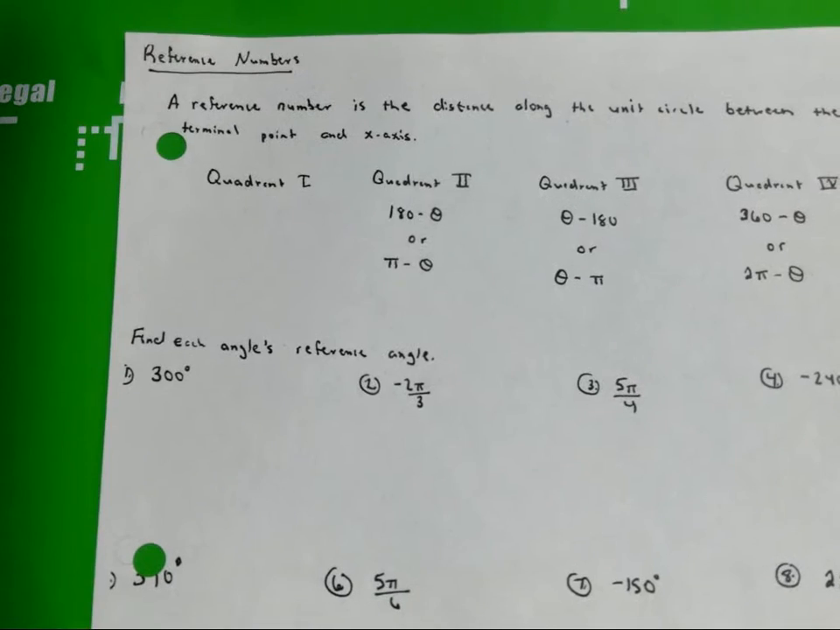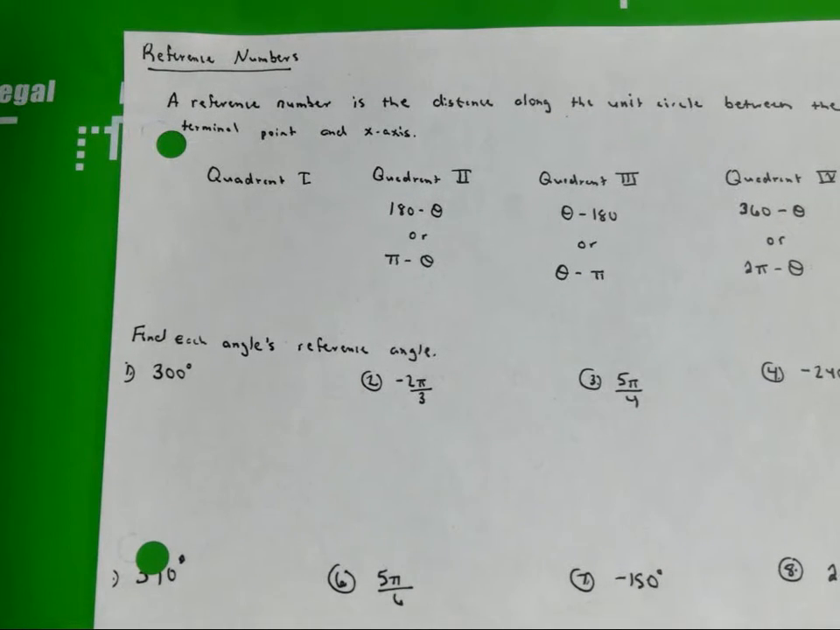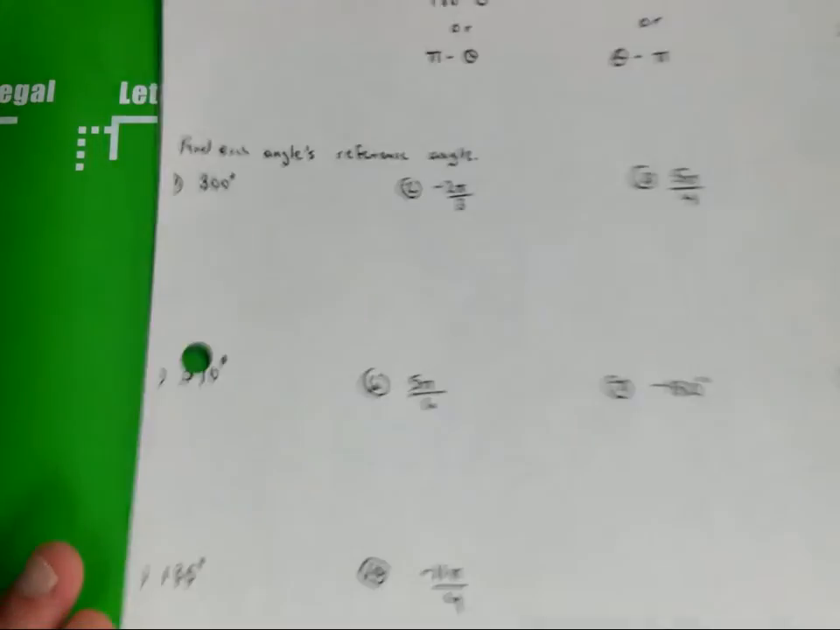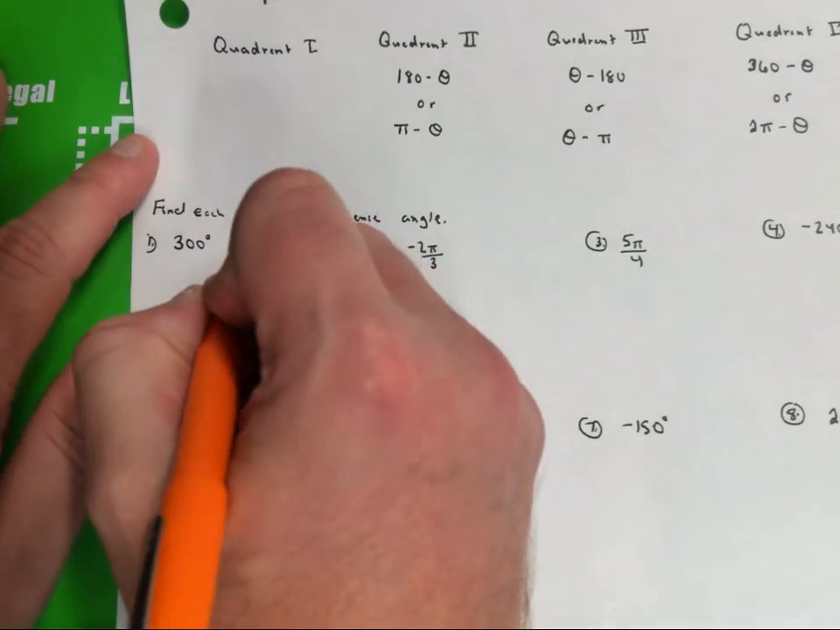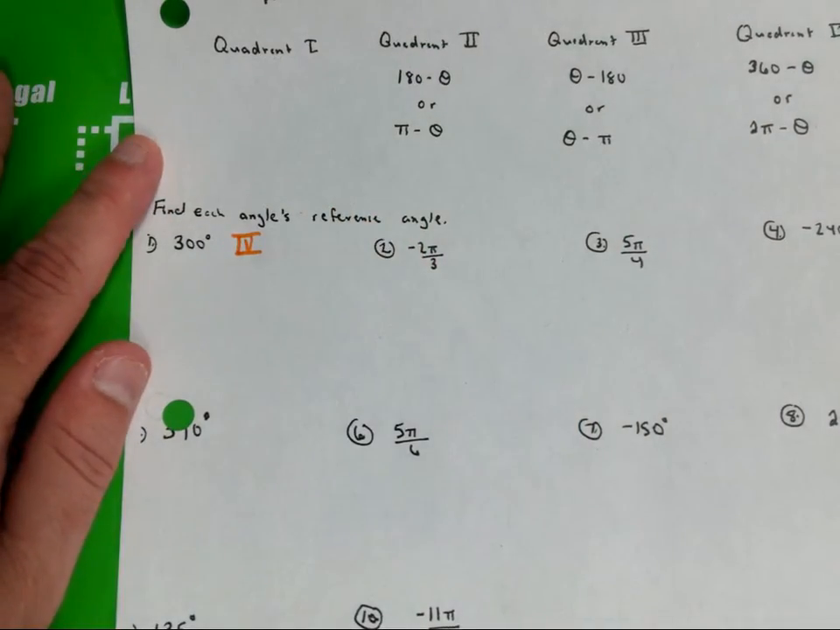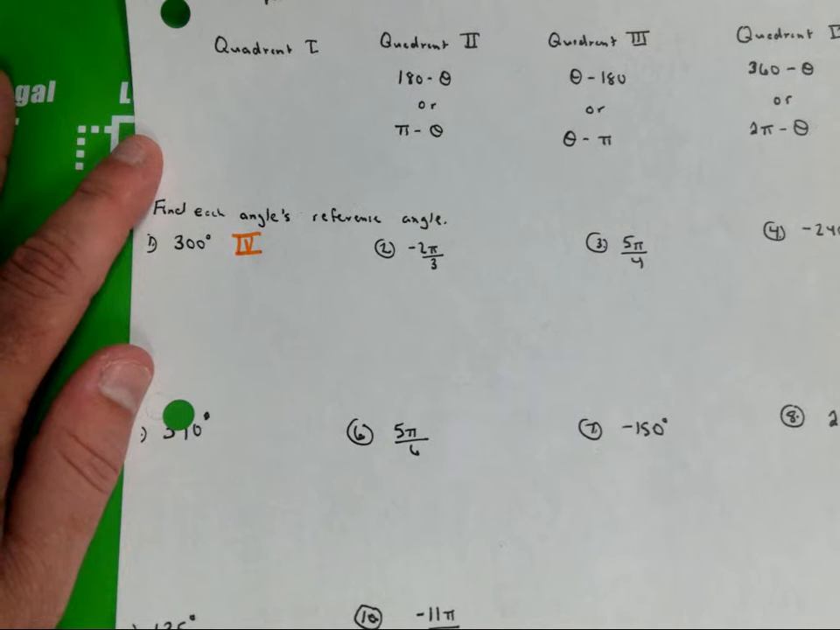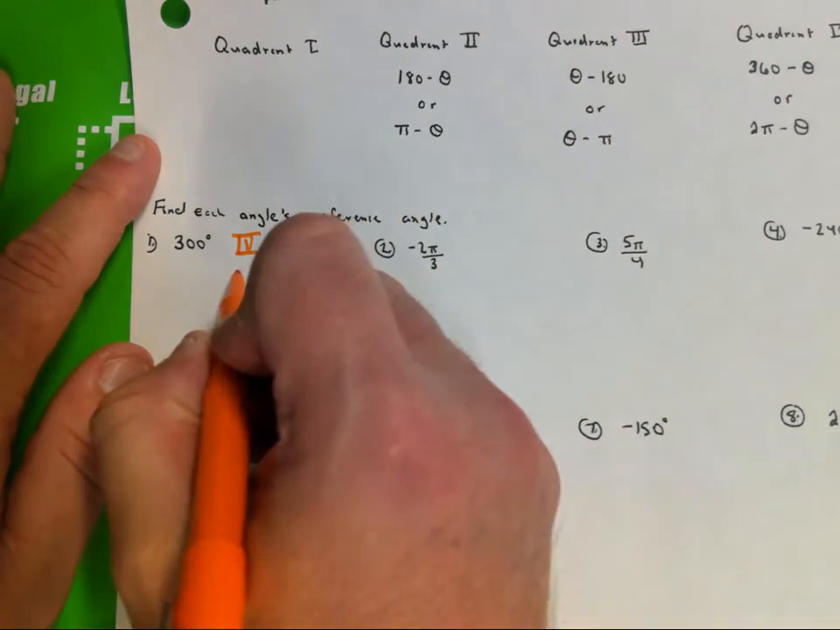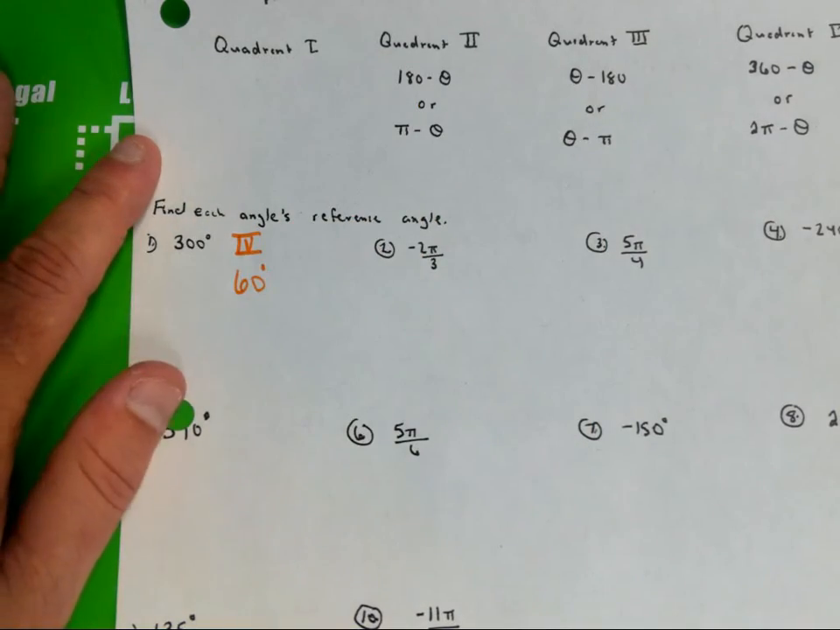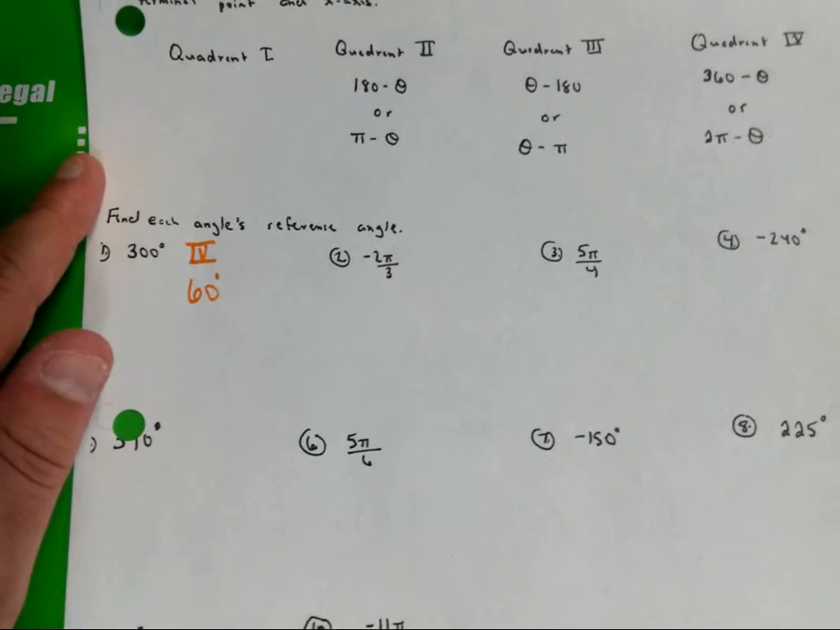All right, so on number 1, we want to find the reference angle of 300. First of all, tell me what quadrant that is in. 4, that's quadrant 4. Okay, how would I find my reference angle? 360 minus 300, which is what? 60 degrees. Very good.